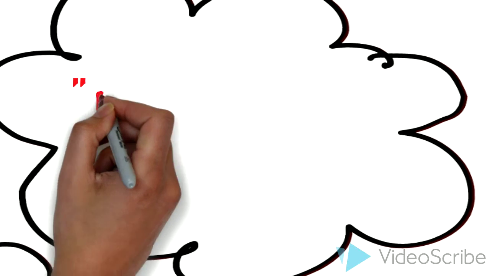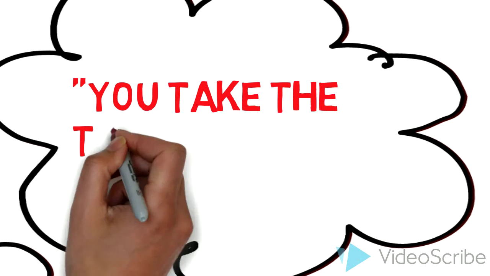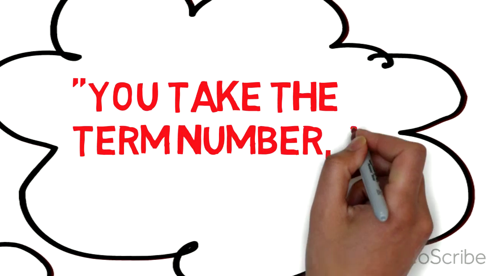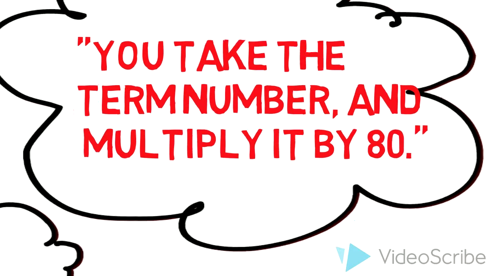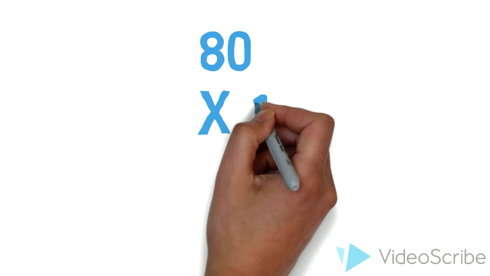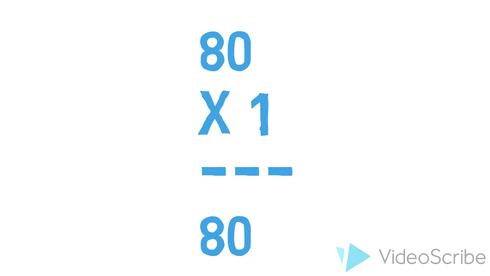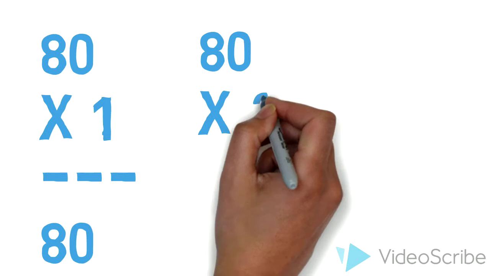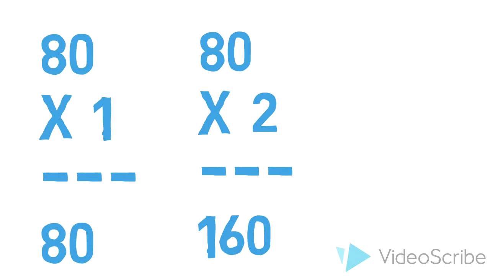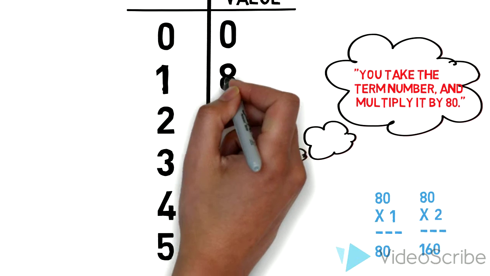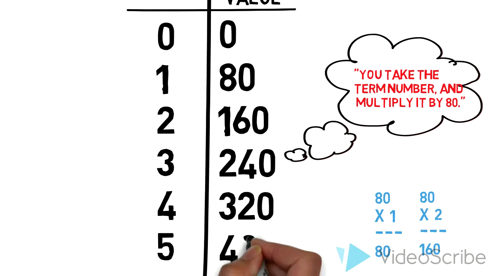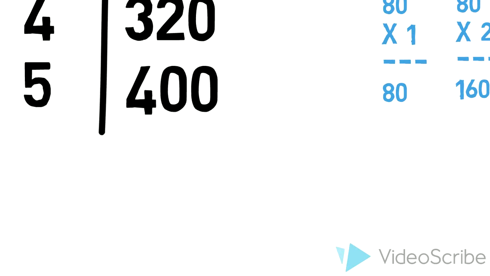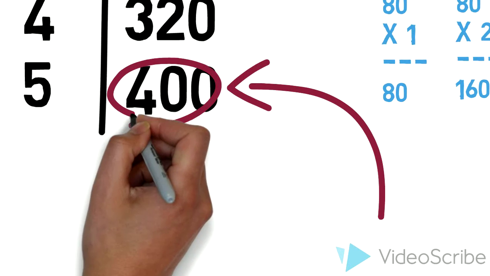So if we were to make this problem into a pattern rule, it might sound something like this. You take the term number and multiply it by 80. So if we were to solve for the first term value in our table, we would multiply the term number 1 by 80 and solve. Then we could multiply 2 by 80 and so on to solve for all of the term numbers. By doing this, we can determine that after the 5th hour, you could travel a total of 400 kilometers.